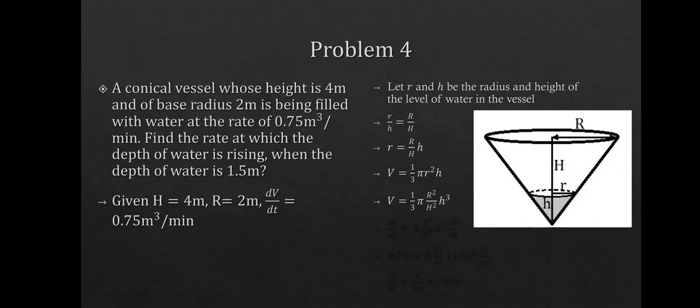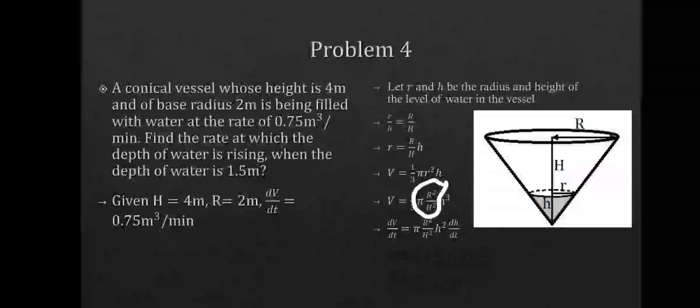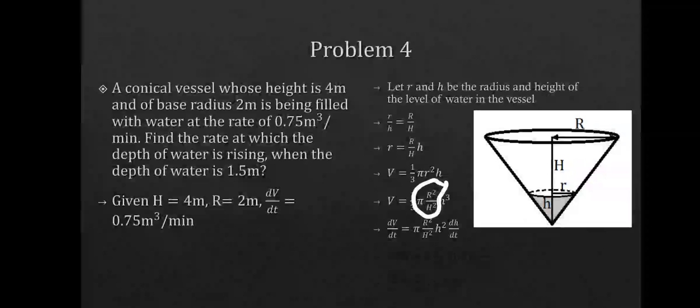Now let me do the derivative of this with respect to time. If I do the derivative with respect to time, see, pi R square by capital H square, this part is constant. So it is not going to be affected by the derivative, it will remain as it is. Just the derivative will be of h cube, and the derivative of h cube is 3h squared. So 3 and 3 get cancelled. I am left with h square into dh dt. Fine.